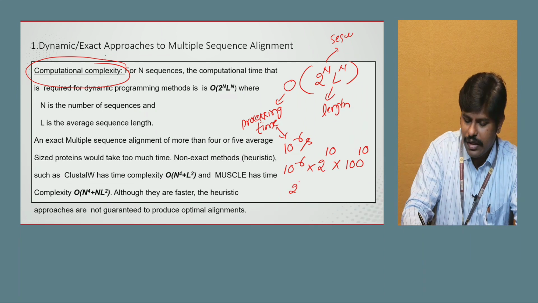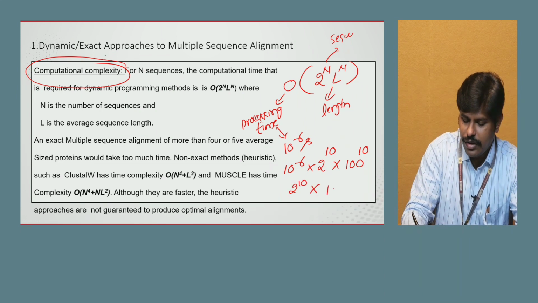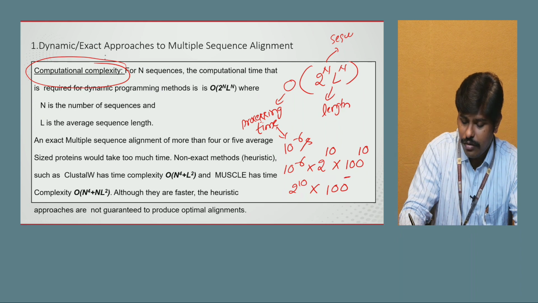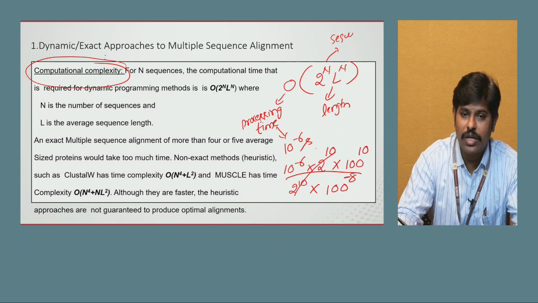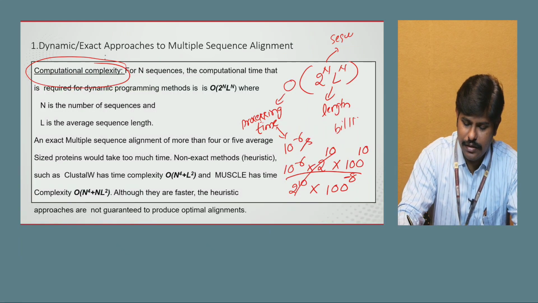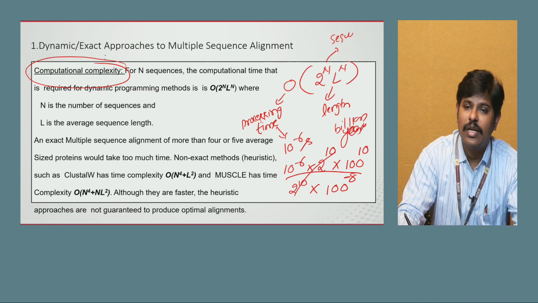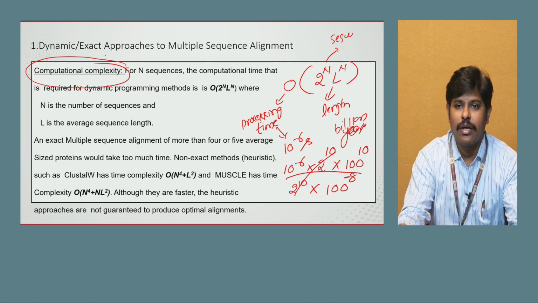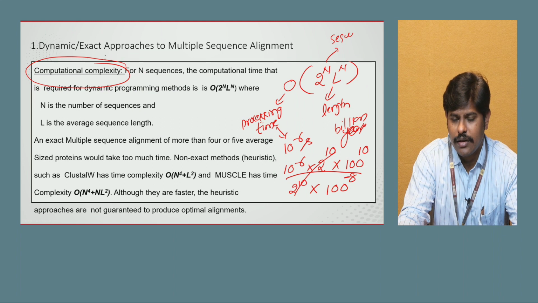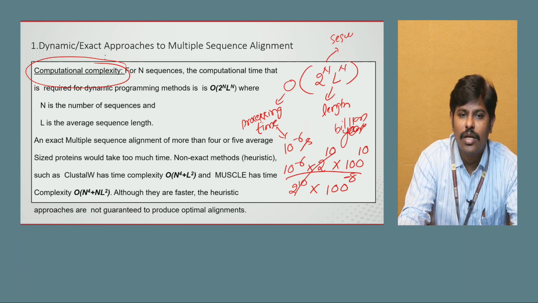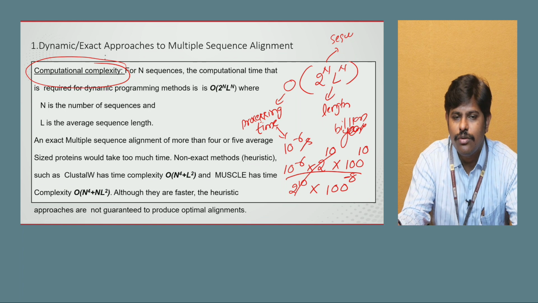So we get 2 power 10 into 2 power 10 into 100 power minus 8, something like this. So it will be a huge amount of time here. If you convert this, it will take 2 billion years just to perform dynamic programming for 10 sequences with each of 100 length. The optimal time will be billions of years, so that is not feasible in real life approaches. That's why we have to use other methods.